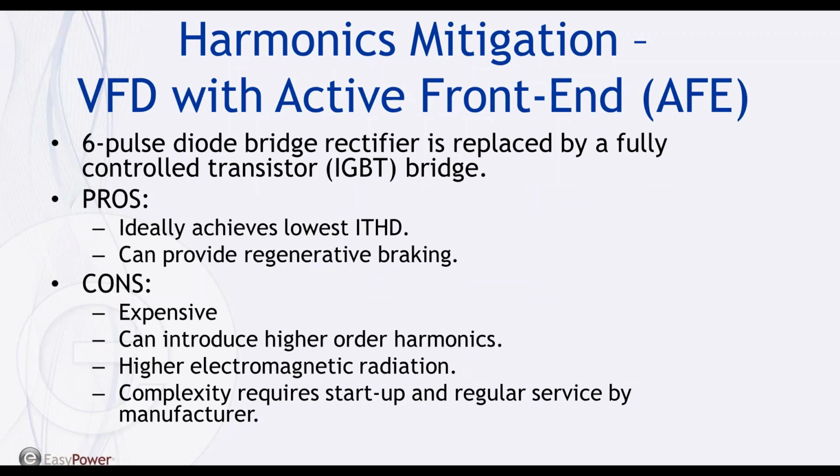Another option to help mitigate harmonics is to use a VFD with an active front end, also known as an active rectifier. The 6-pulse diode bridge rectifier is replaced by a fully controlled transistor bridge. The pros of using this device are it ideally achieves the lowest current total harmonic distortion. It can provide regenerative braking. The cons of using this device are it is expensive.